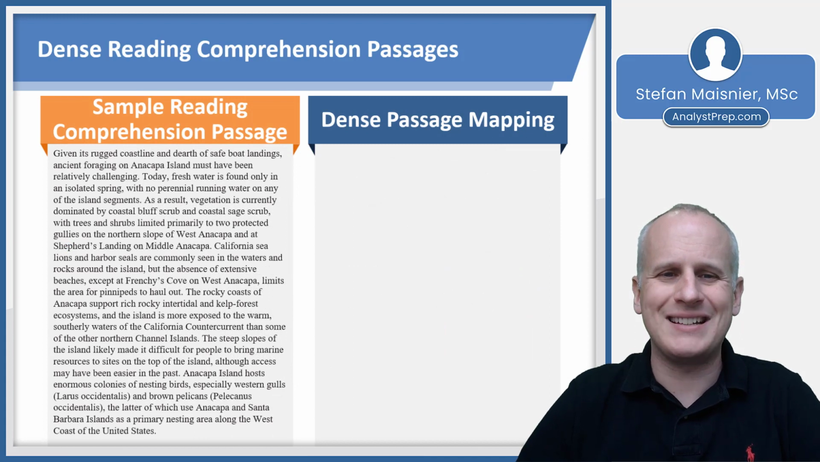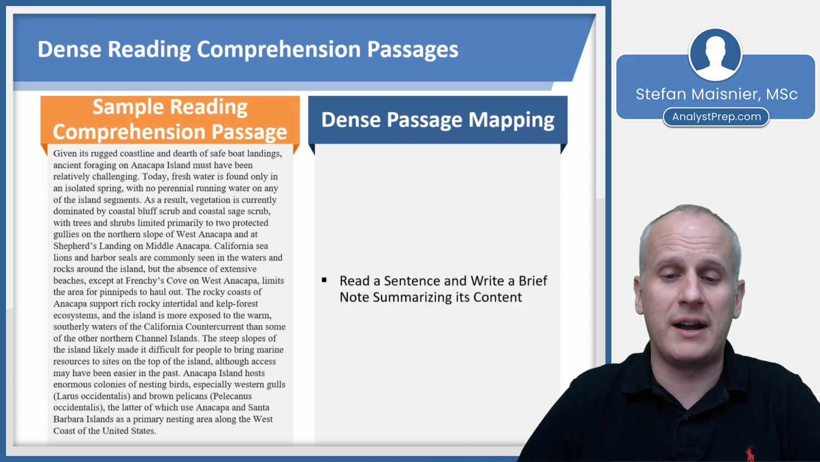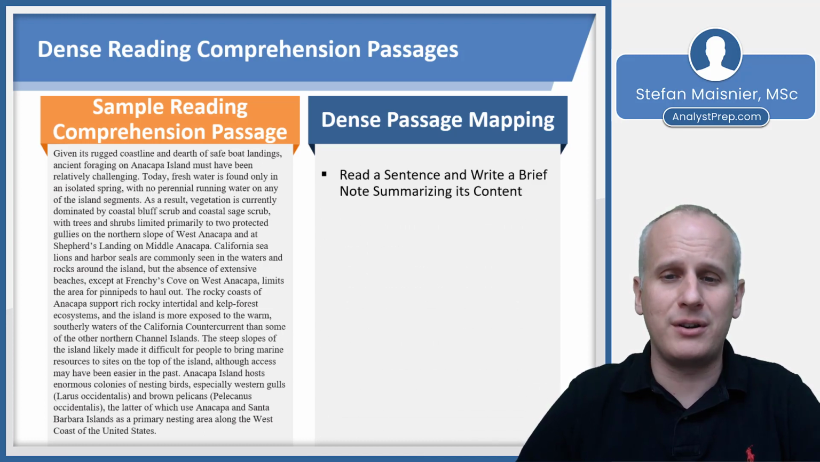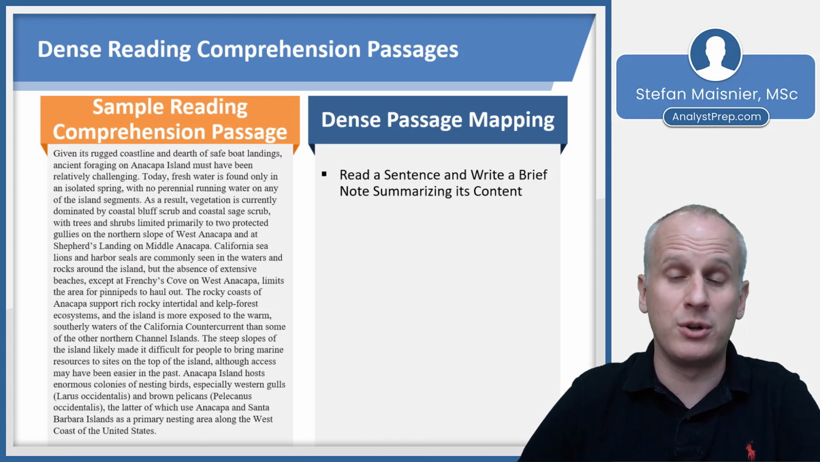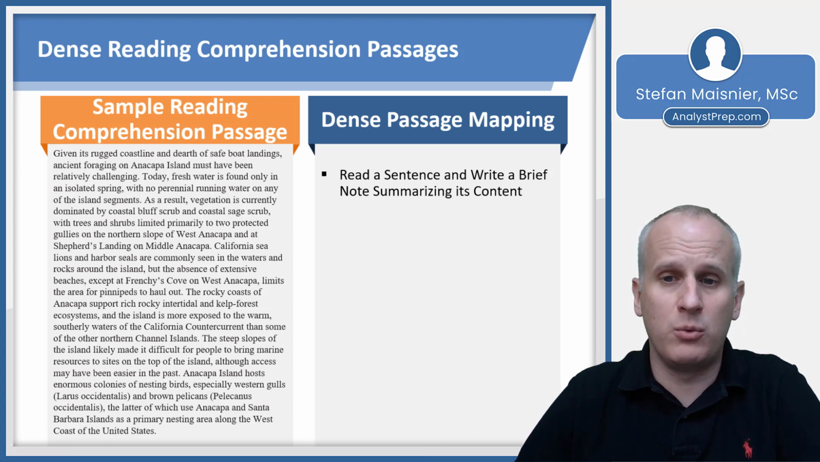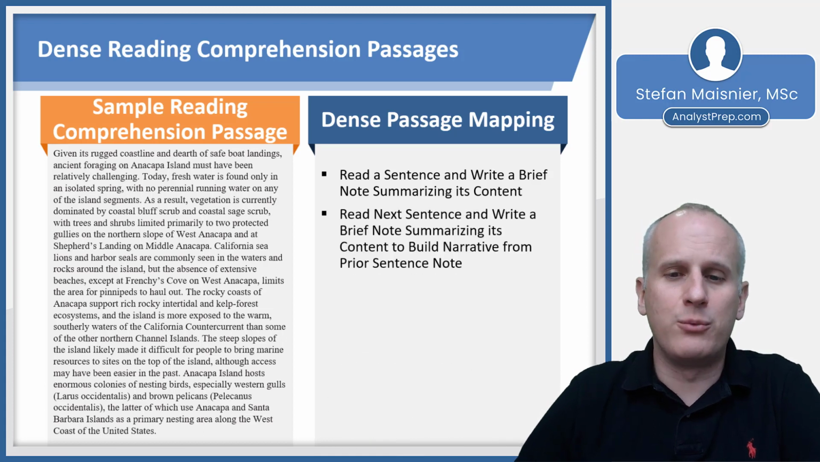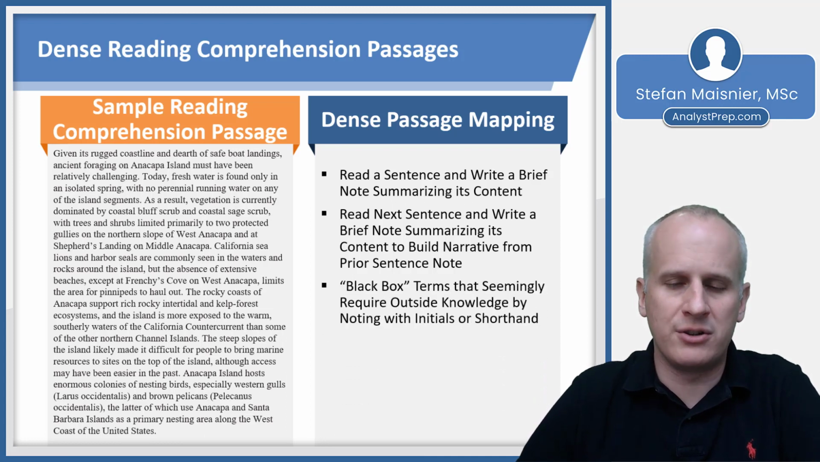So we've got a sample reading comprehension passage on the left-hand side, and you can see it's one big paragraph. And so we're going to read a sentence and write a brief note summarizing its content if we decide we're just going to try to deal with a dense passage map. You'll then read the next sentence and write a brief note summarizing its content to build a narrative from the prior sentence, the note that you took.